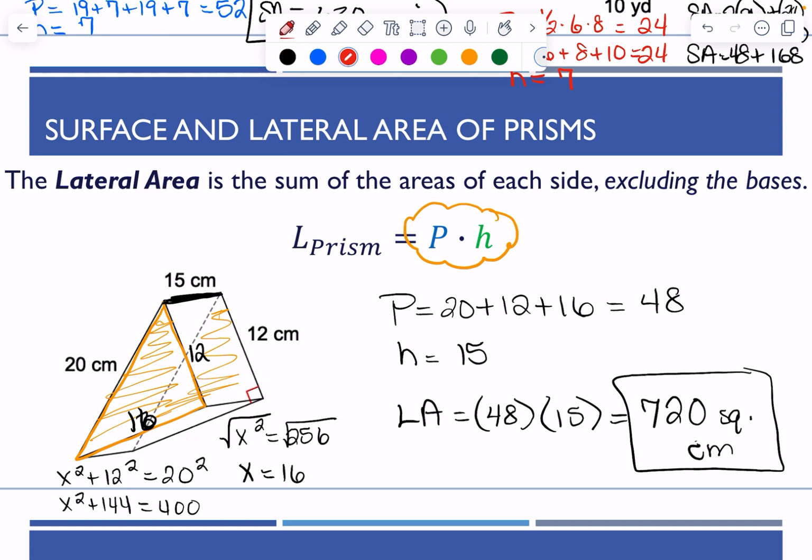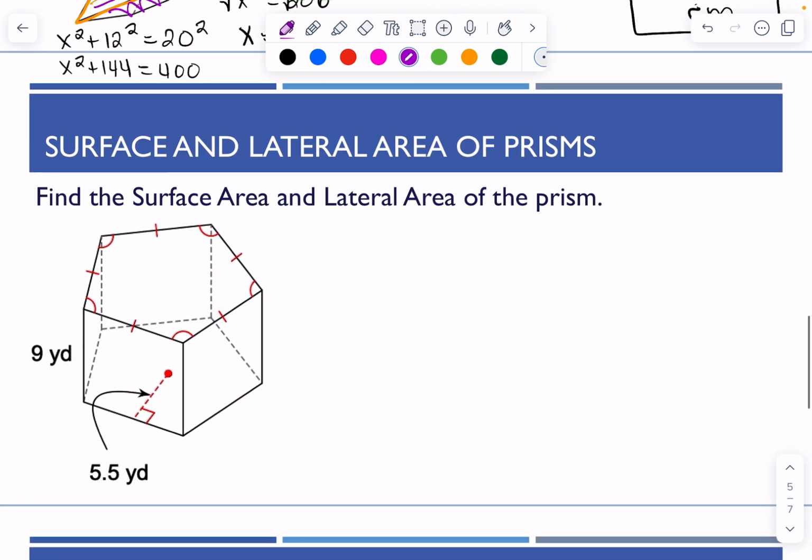And again, what we're finding there is the space between the two bases. That's what we're finding, those three sides that are between those two bases. So when we're looking for lateral area, that's what we're looking for: what is the area between the two bases. All right, let's try another one.